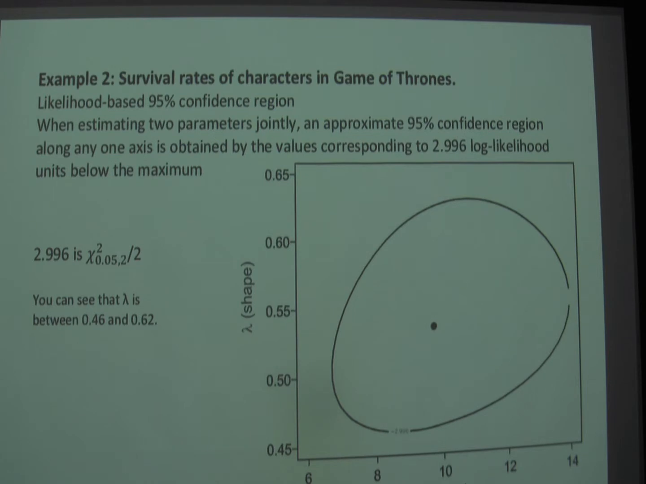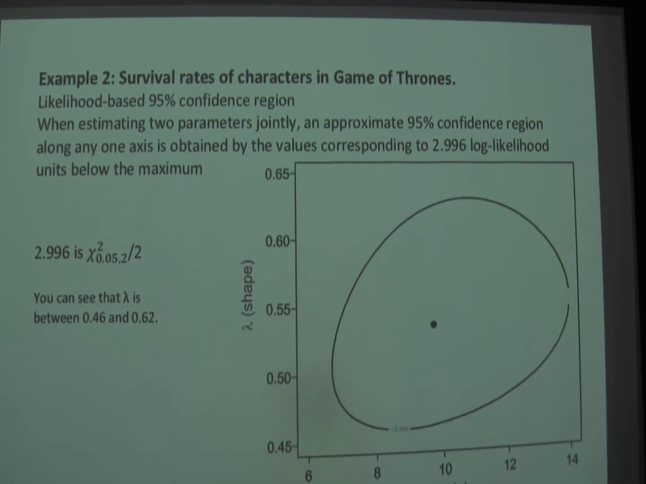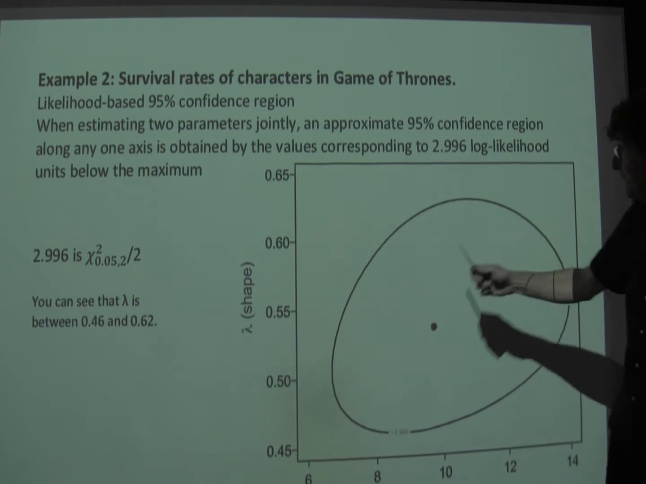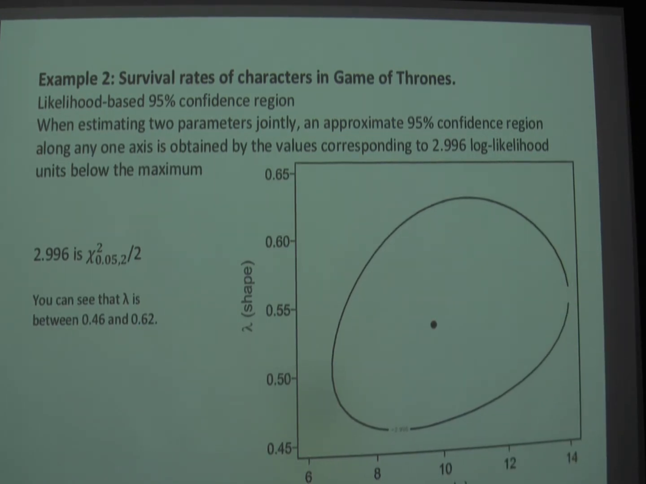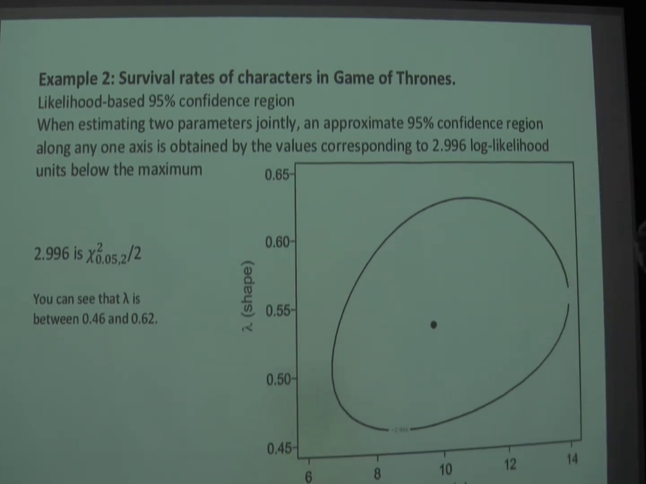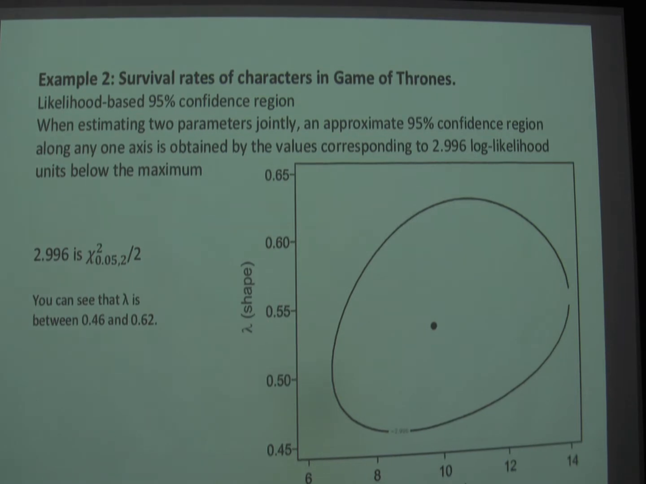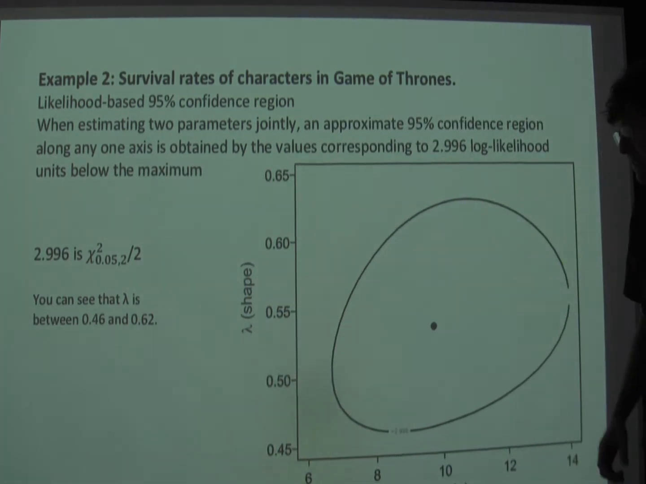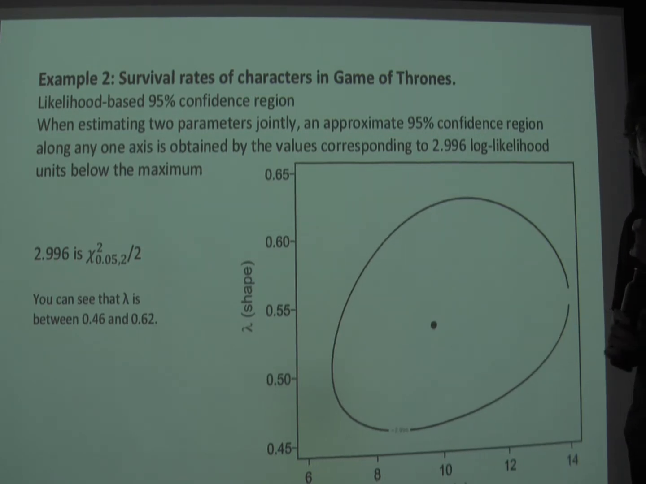It's again possible to generate likelihood-based confidence intervals. This is a joint 95% confidence region, so all combinations of lambda and k that fall inside the two-dimensional confidence region are shown by this ellipse here. So there's an equivalent, when there's two parameters that you're estimating, to what we already showed when there was just one. And so we can see that the 95% confidence interval is going to be somewhere between 0.46 and 0.62 based on this.